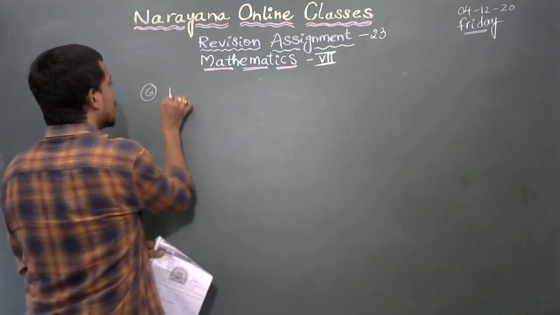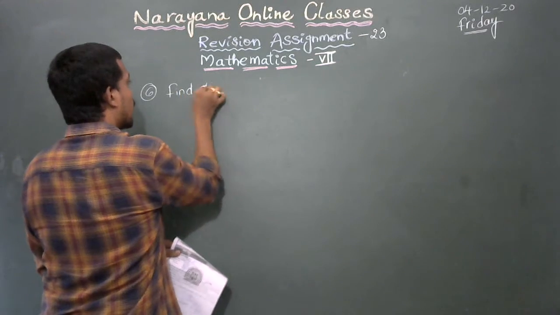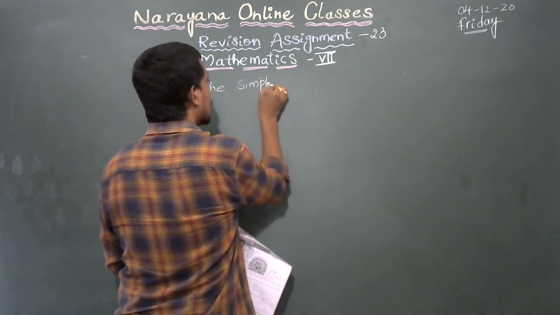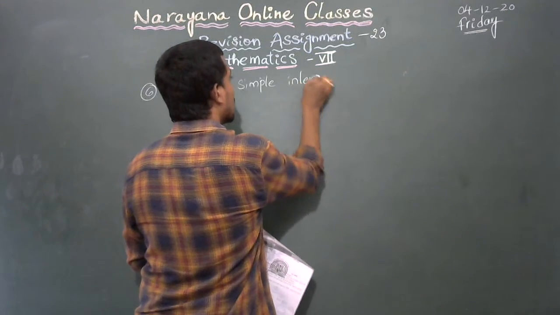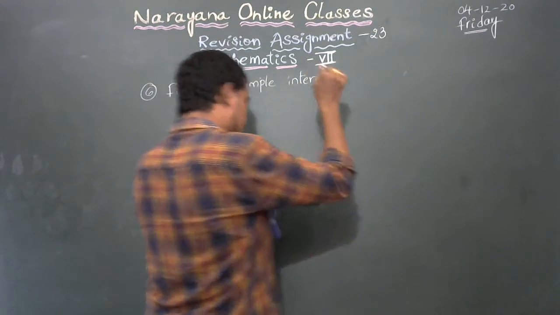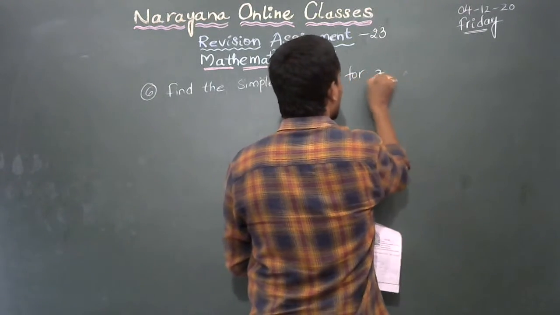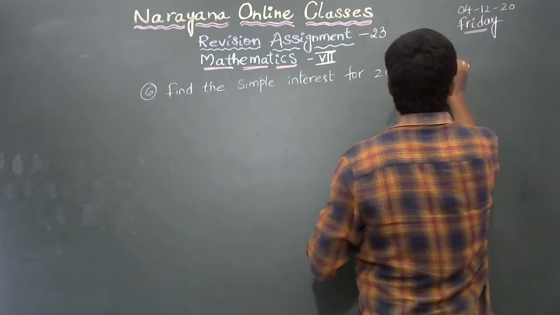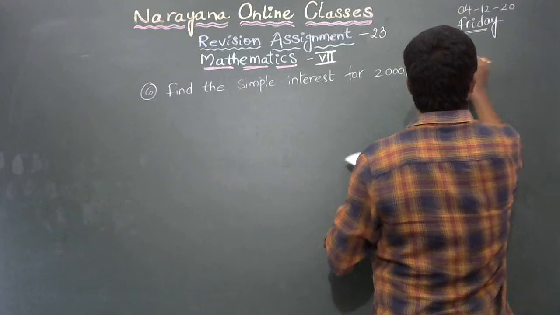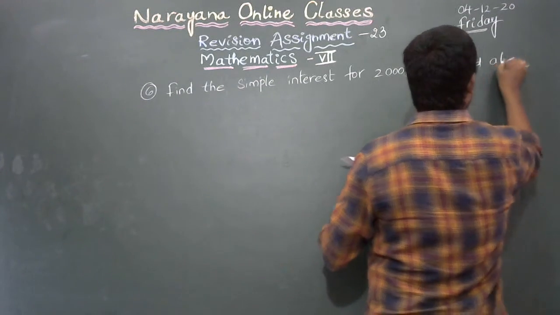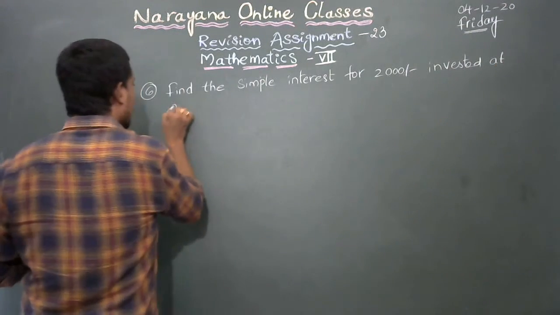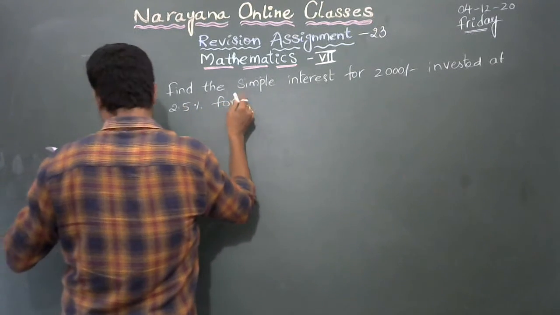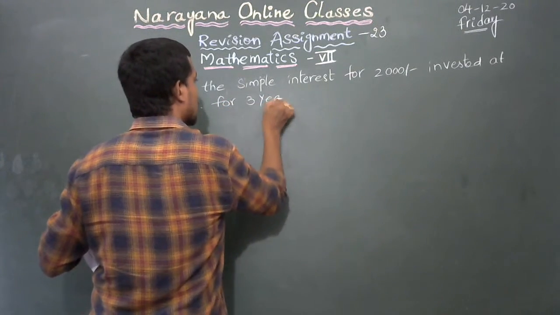So the sixth one: find the simple interest. Find the simple interest for 2000 invested at 2.5% for 3 years.